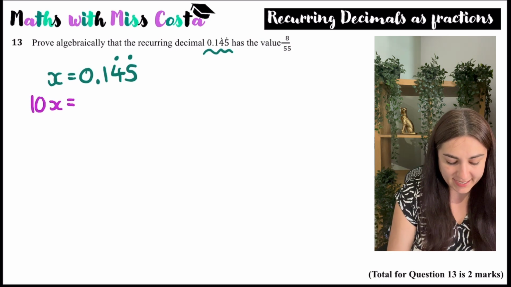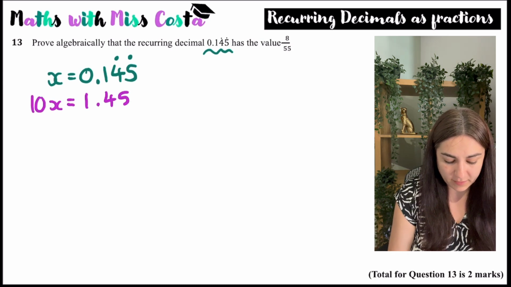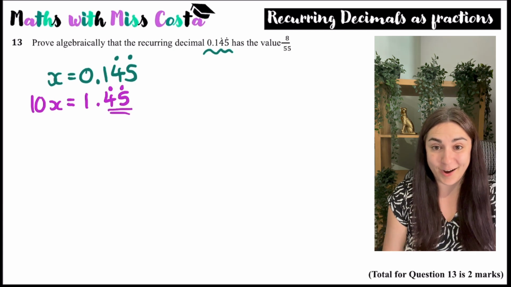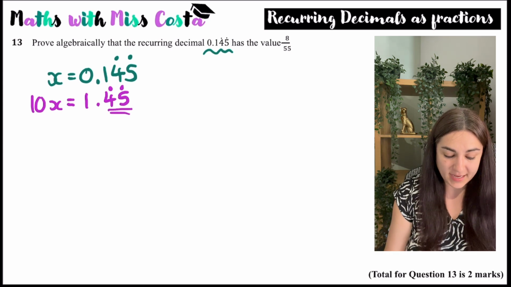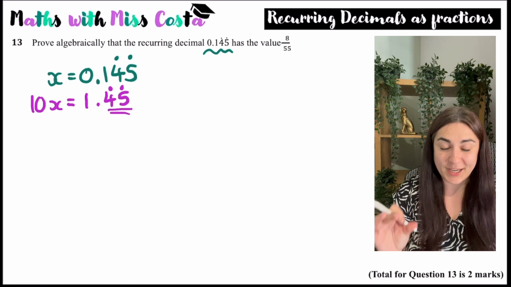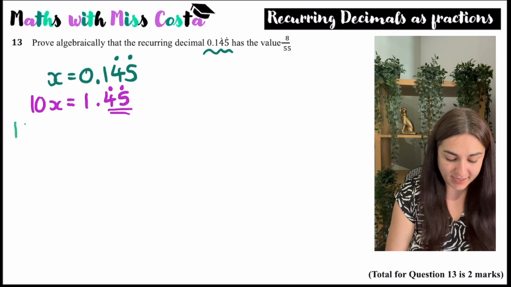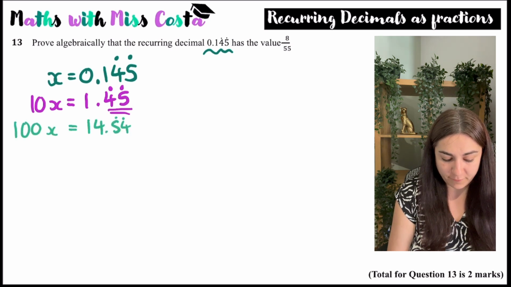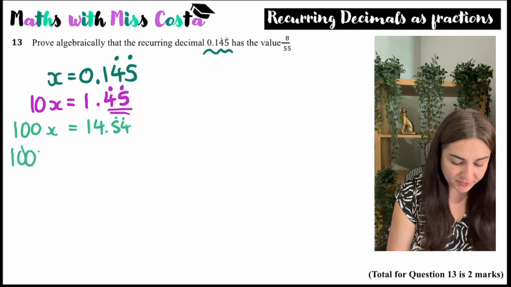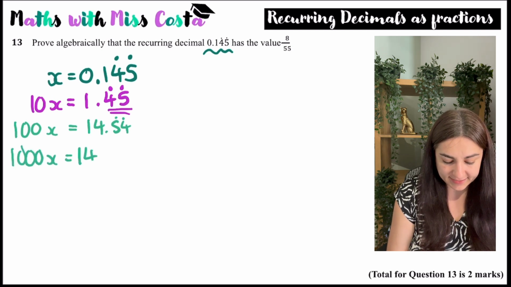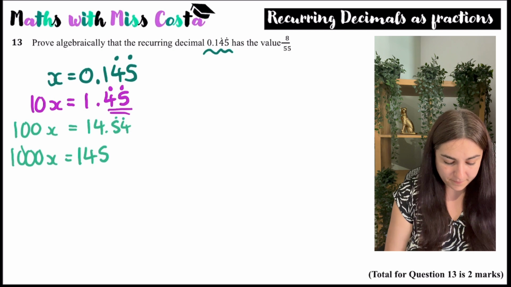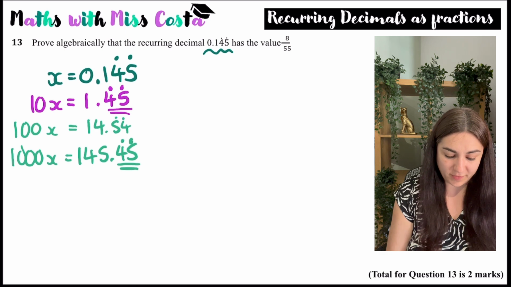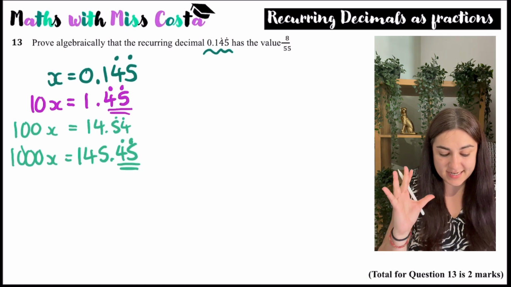So if I multiply it by 10, 10x is 1.45 recurring. Now I've got the recurring part on its own after the decimal point, and that's exactly where I want it. And I need to multiply it by another power of 10 so that I also have another 0.45 after it. You can do this step by step. You know that 100x is going to be 14.54 recurring, so that doesn't match up. So you times it again. So 1000x is 145.45 recurring.